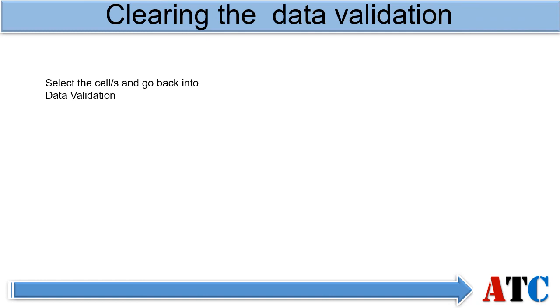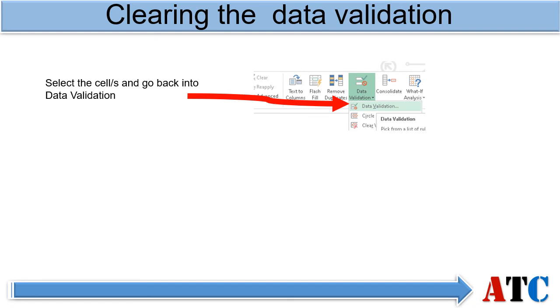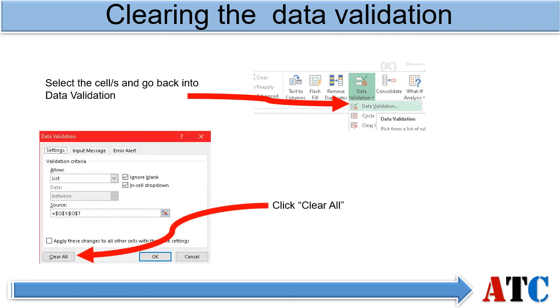If you wish to remove the data validation, select the cells and go back into data validation. From here, you can click Clear All at the bottom.